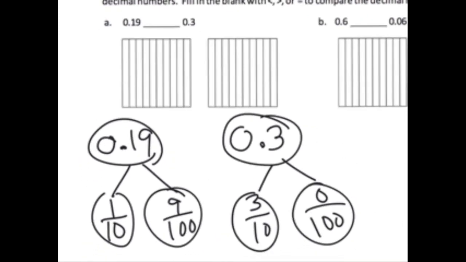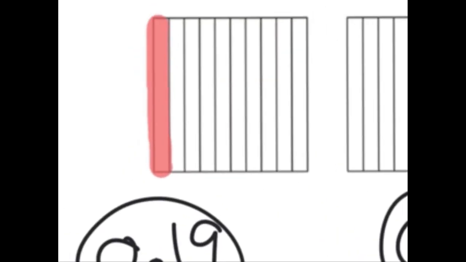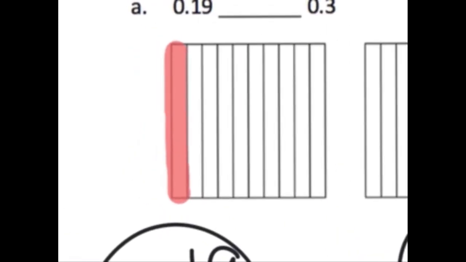So I'm going to zoom in a little bit here. And the idea is, first, we've got right here 0.19. So that means we're going to shade in 1/10 plus 9/100. So 1/10 is going to look like, boom, there's our 1/10. Now, how are we going to shade in the 9/100? Well, what we need to do is we need to cut this 10th right here into 10 pieces. So we're going to cut that up into 10 pieces. So I'm going to cut it in half, and then I'm going to cut each half into 5 pieces.